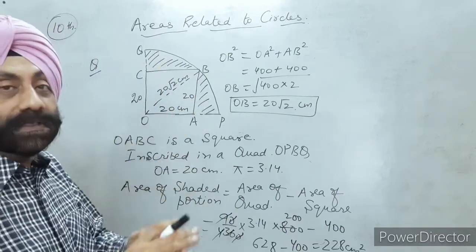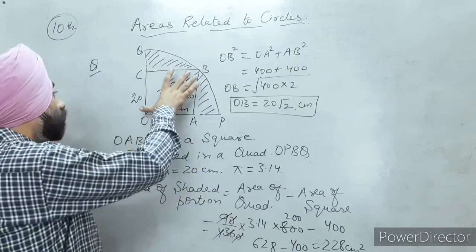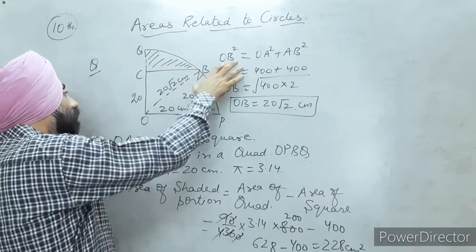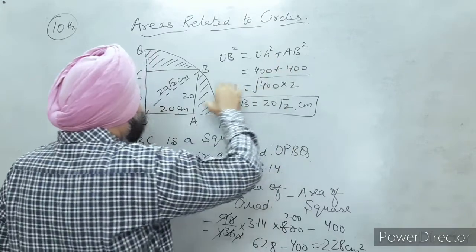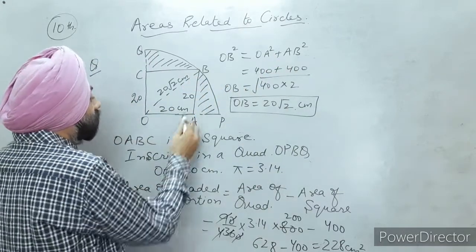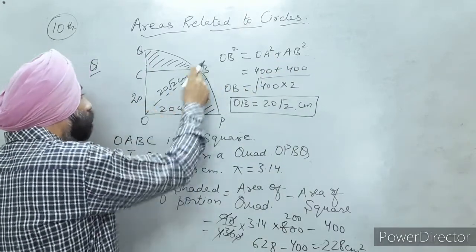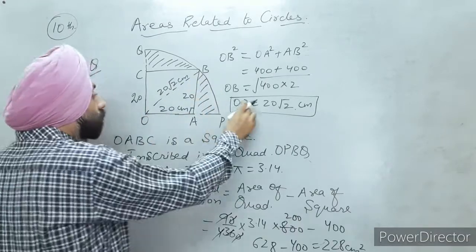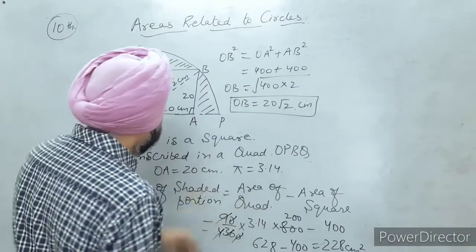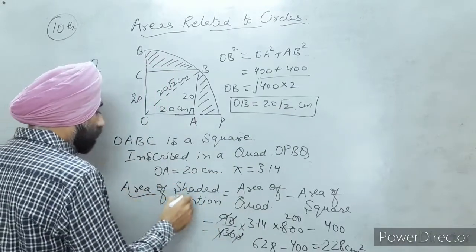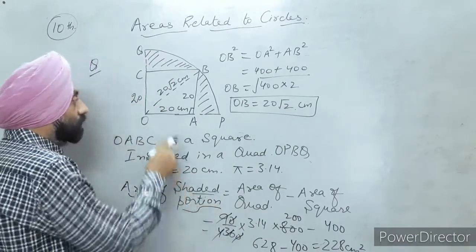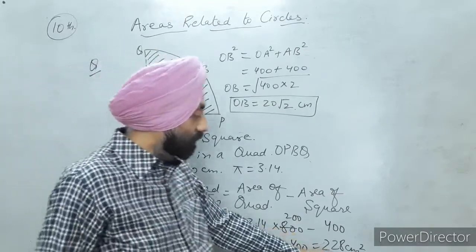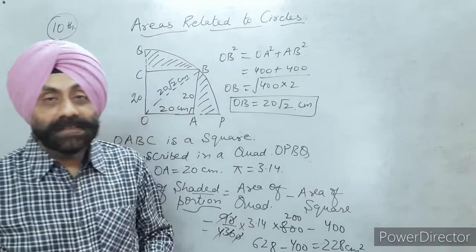It was very simple. Only thing was I had to find the radius of this quadrant. So the radius of this quadrant was calculated by using the Pythagoras theorem. Since this angle is 90 degree, OB square equals OA square plus AB square. So from this I get the value of OB. So the area of the shaded region is the area of the quadrant minus the area of the square. I get the answer as 228 centimeter square.